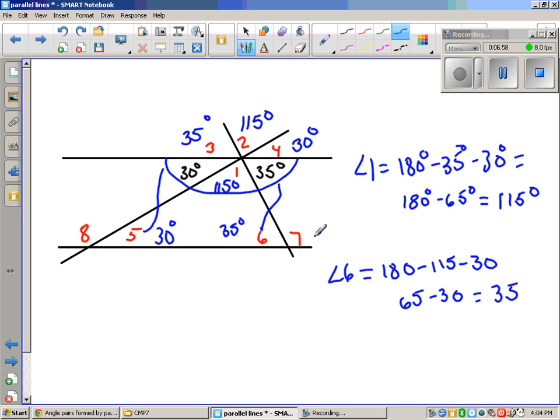Angle 7 is 180 minus 35 because this is a straight angle. So that equals 145 degrees. And angle 8 is a straight angle with angle 5. So angle 8 is 180 minus 30, which is 150 degrees.